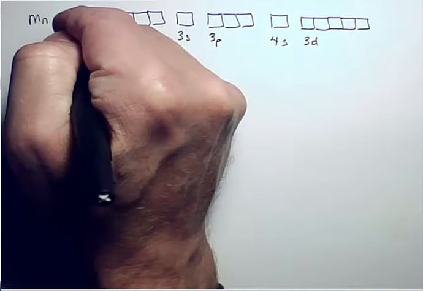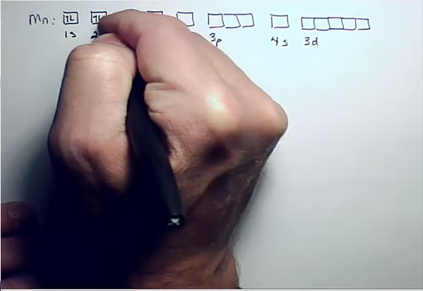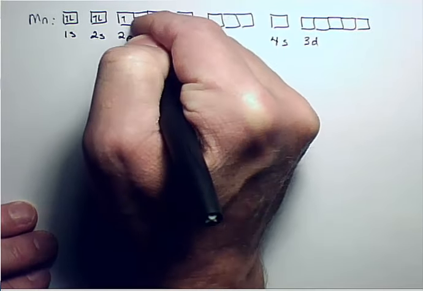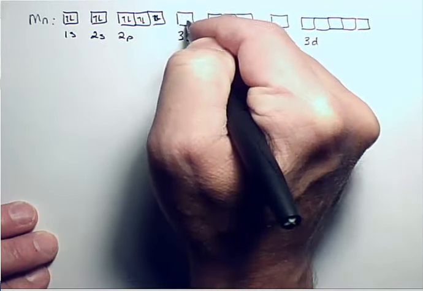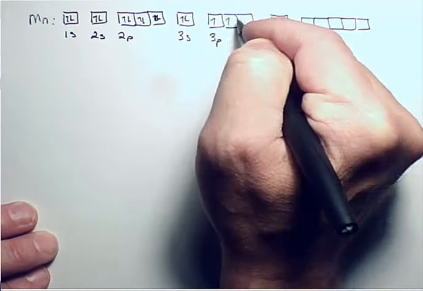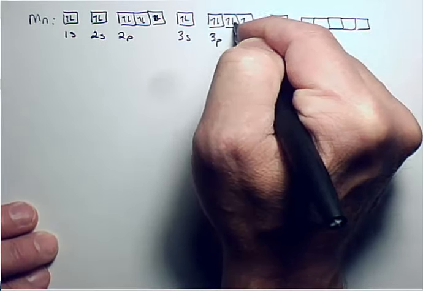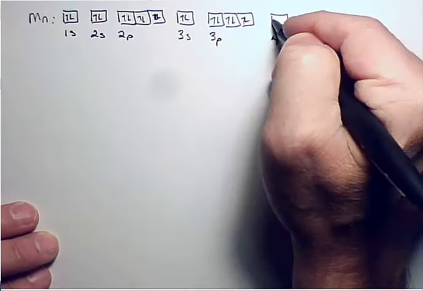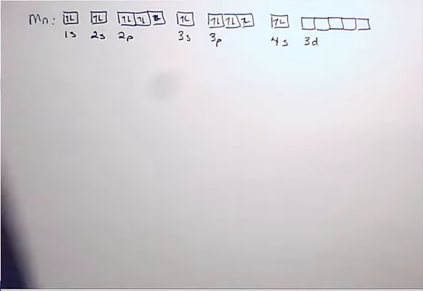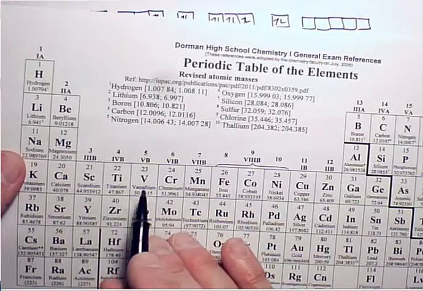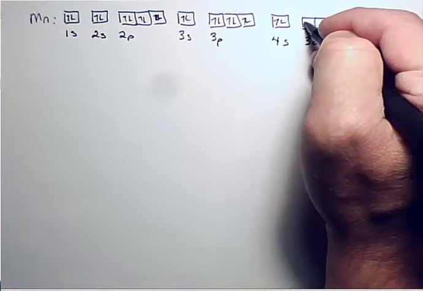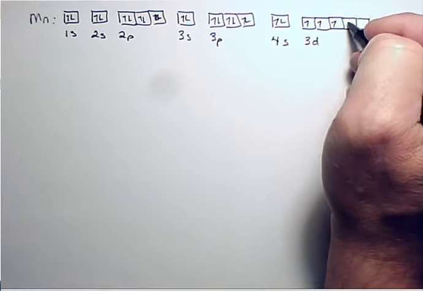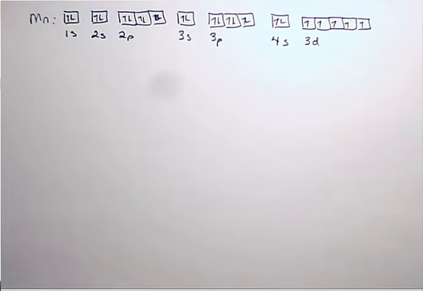So we're going to fill up everything. Remember, one electron in each box, then come back and pair them up. 4s is full. And then manganese has 1, 2, 3, 4, 5 electrons in 3d. Okay?